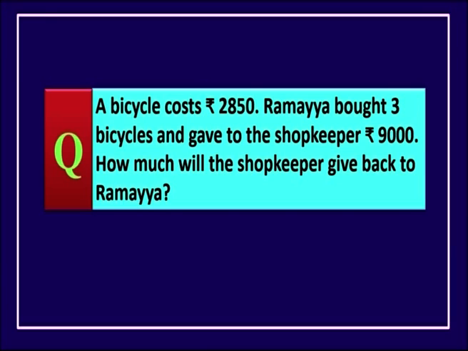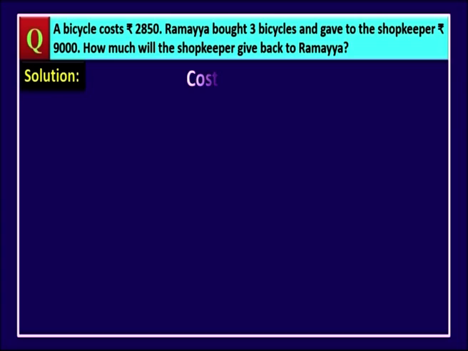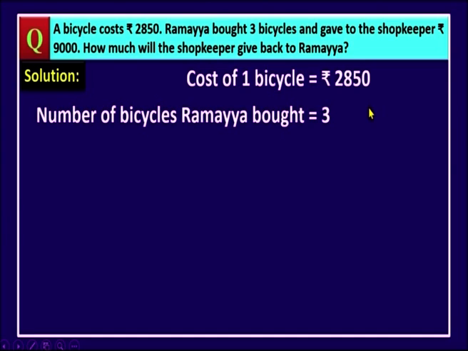That is, a bicycle costs 2,850. Ramaya bought 3 bicycles and gave the shopkeeper 9,000 rupees. How much will the shopkeeper give back to Ramaya? Let us start with the solution, children. So first, let us write what is the cost of the bicycle. It is 2,850. And how many bicycles did Ramaya buy? Yes, he bought 3. So the cost of 3 bicycles will be 3 into 2,850.